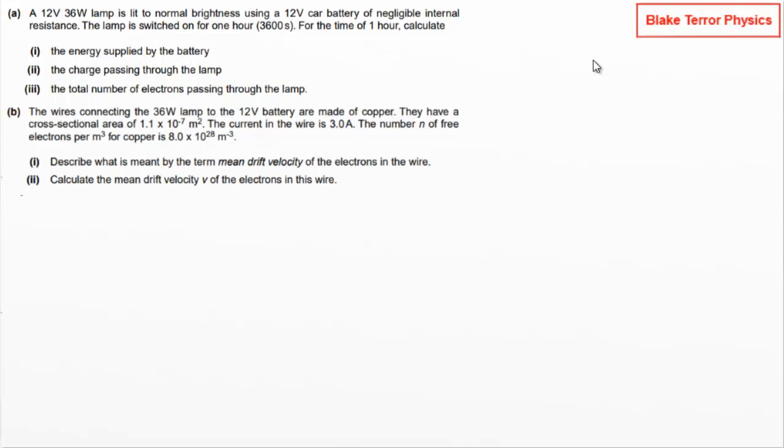Hello, here's a few more questions on circuits and charge and other such electricity related things.